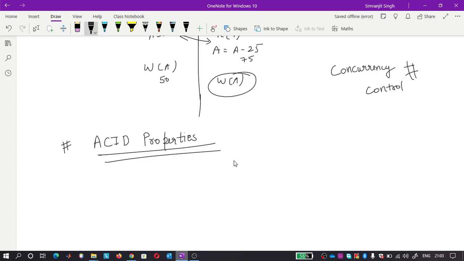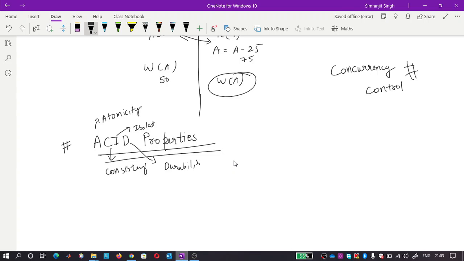Okay, now what is the meaning of ACID property? Every particular letter has a meaning. A means atomicity, C means consistency, I means isolation, and D means durability.